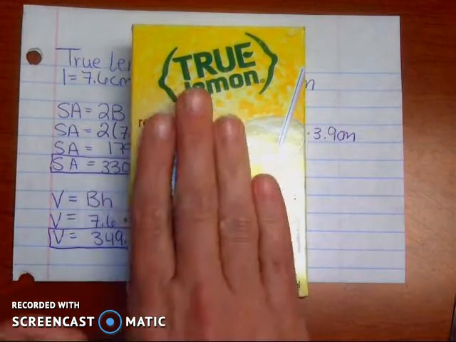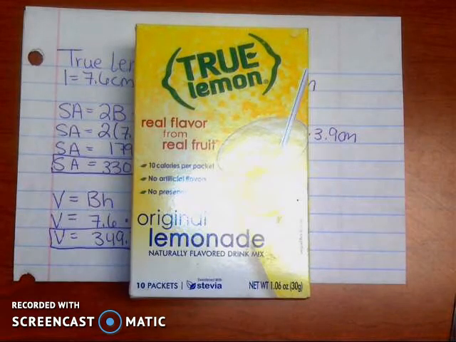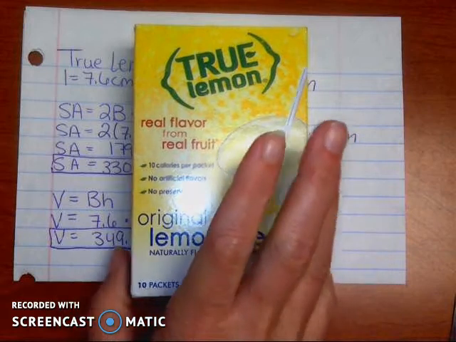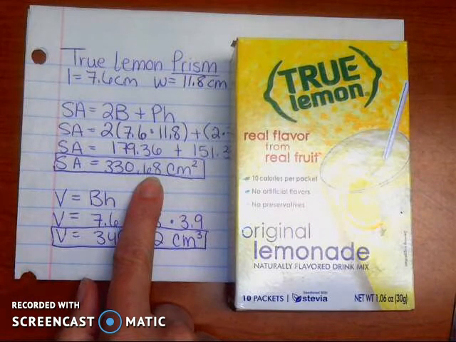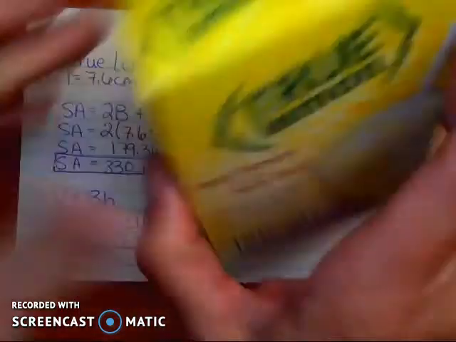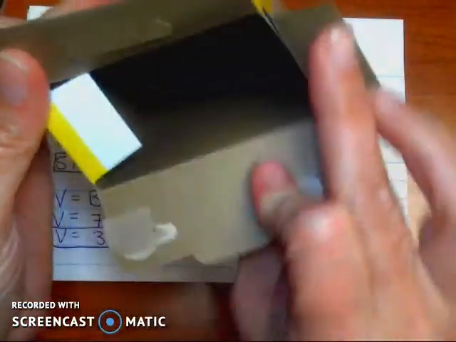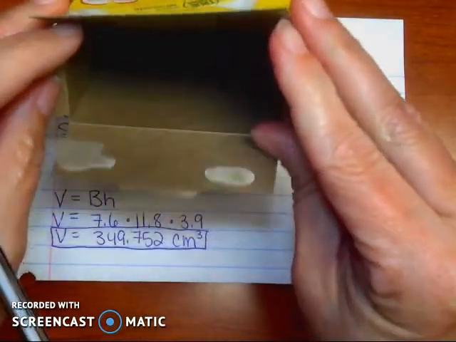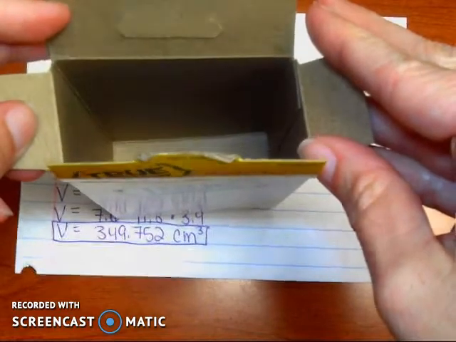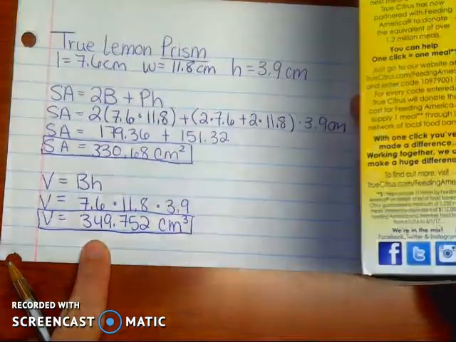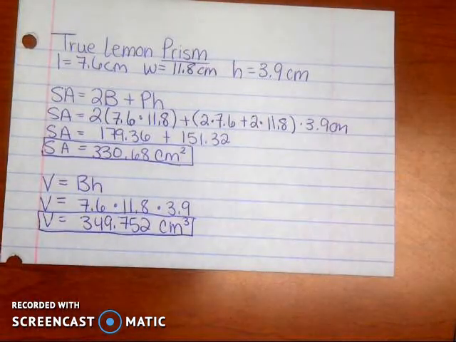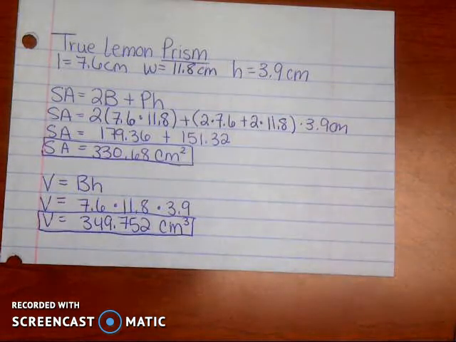Okay, so what does that mean? So surface area. Say I wanted to use this box as a present and I wanted to wrap it. It would take 330.68 centimeters squared worth of paper to cover it. You probably need a little bit more because we overlap our sides and edges. Volume. What does that mean? Well, say I wanted to put a gift in here and I open it up. I want to know how much can I fit in here. Well, that's what the volume tells us. It tells me I can fit 349.752 cubic centimeters in here. Okay, and that's how much I can fit in there.